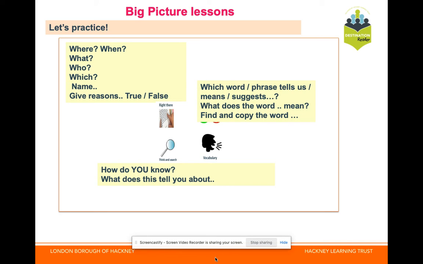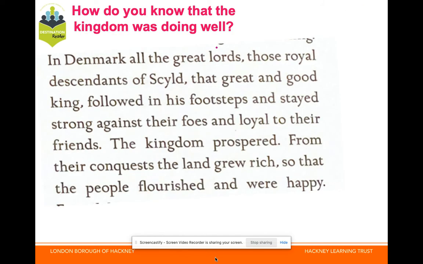When we ask you to find and copy the word, that means it's only one word that has the meaning we are looking for. You don't need to write down a phrase or a sentence, it's just the word in the text. So it's retrieval. You go and find the word in the text. But you must know what the word means, so you might have to use a dictionary to help you. Right, how do you know that the kingdom was doing well? If that was one of the questions, let's explore and see what we can do to find out.